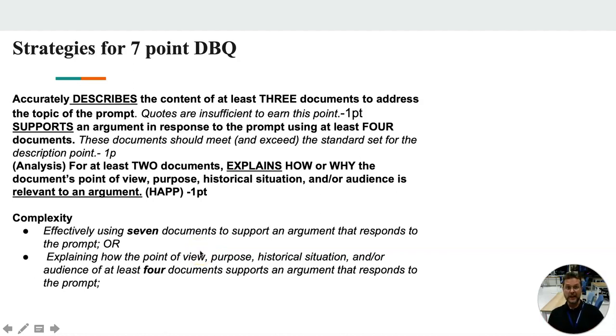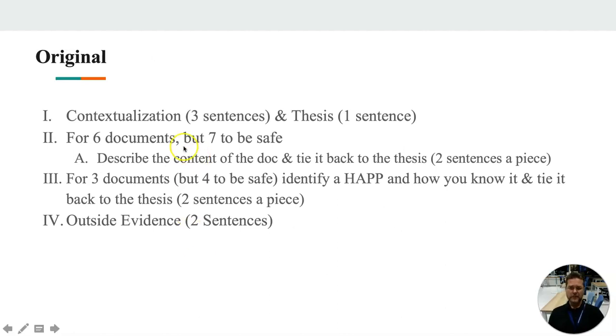But let's look at what I used to teach. So originally, you'd have your paragraph 1, which was contextualization, which was 3 sentences. Then your thesis, which was 1 sentence. Then you would use 6 documents, but I'd always say use 7 to be safe, just in case you messed it up, where you would describe the content of the doc and then tie it back to your thesis. So each of that was 2 sentences apiece. Then I would say pick 4 of those documents, like you have to do 3, but always do 4 just to be safe, to identify the HAPPY, how you know it, and tie it back to your thesis. And so 2 sentences apiece for that as well. So 1 complete doc would be essentially 4 sentences, right? And so then lastly, you would have your outside evidence, and that would be 2 sentences.